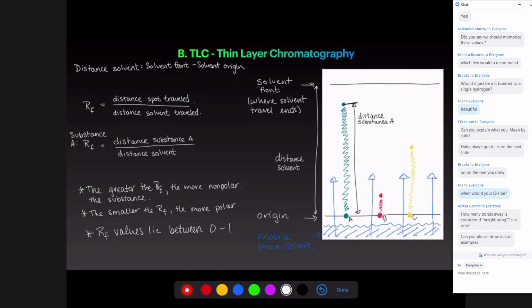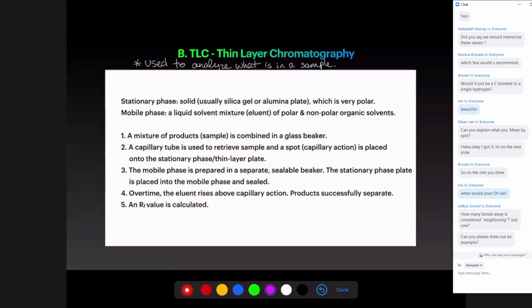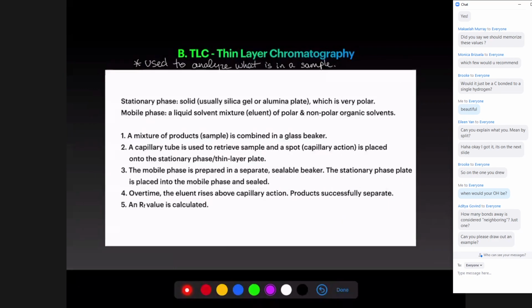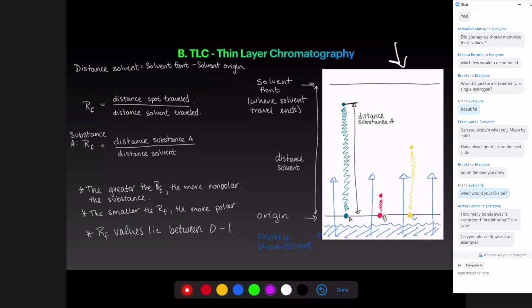If you see this white sheet right here, in lab you would have used your capillary tube to spot A, B, and C as it shows on the paper. The paper actually contains a chemical substance to allow the spots to move. The mobile phase is the solvent, the bright blue down at the bottom, which is inside of the beaker.